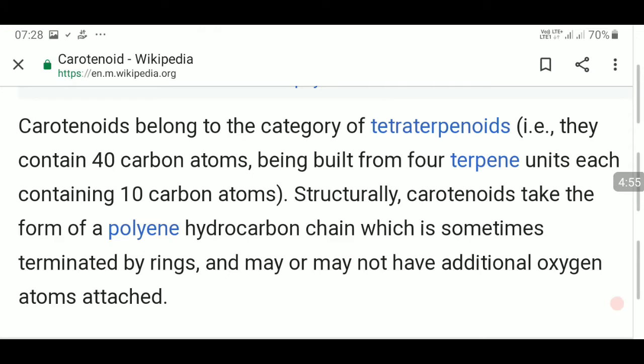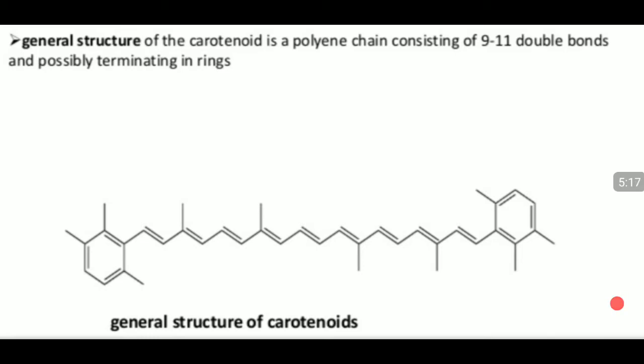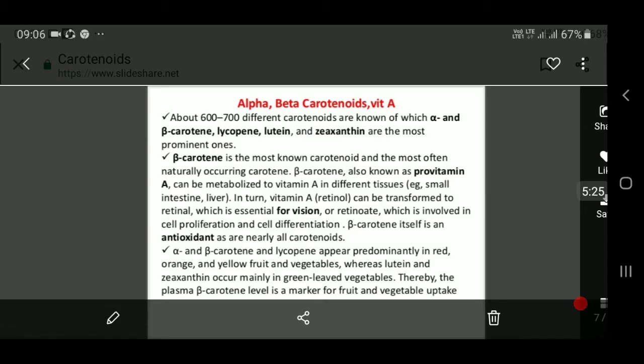Carotenoids belong to the category of tetraterpenoids containing 40 carbon atoms. Structurally, carotenoids take the form of a polyene hydrocarbon chain, which is sometimes terminated by rings and may or may not have additional oxygen atoms attached. This is the general structure of carotenoids. Carotenes are the pigments which are present in carrot, pumpkin, and papaya.